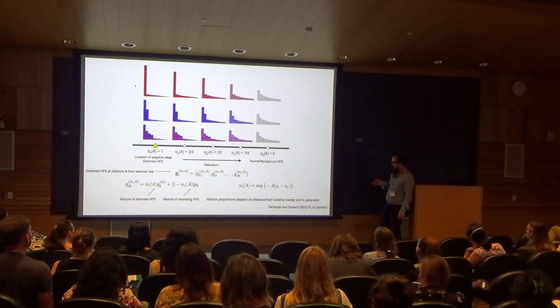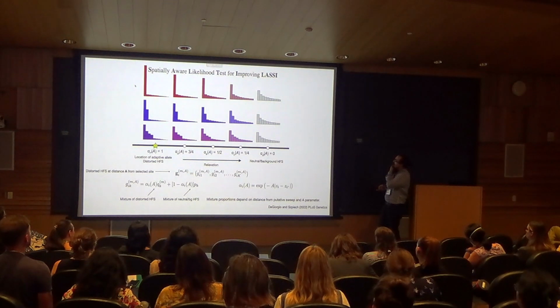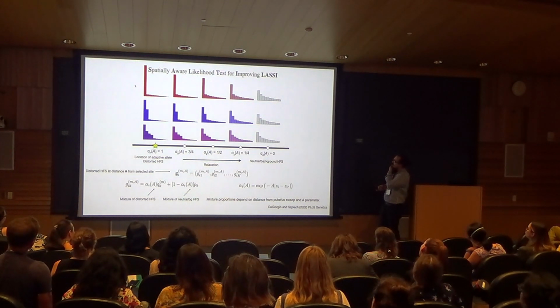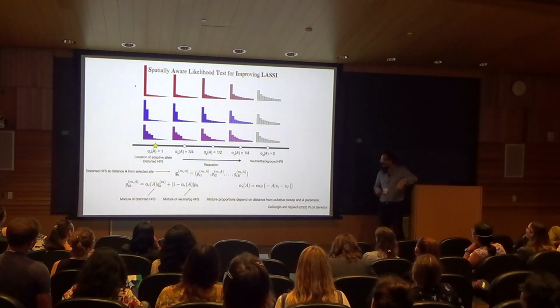We really liked this method, and we were thinking about a name, and so we decided to call it the spatially aware likelihood test for improving LASSI, or SALTI-LASSI.